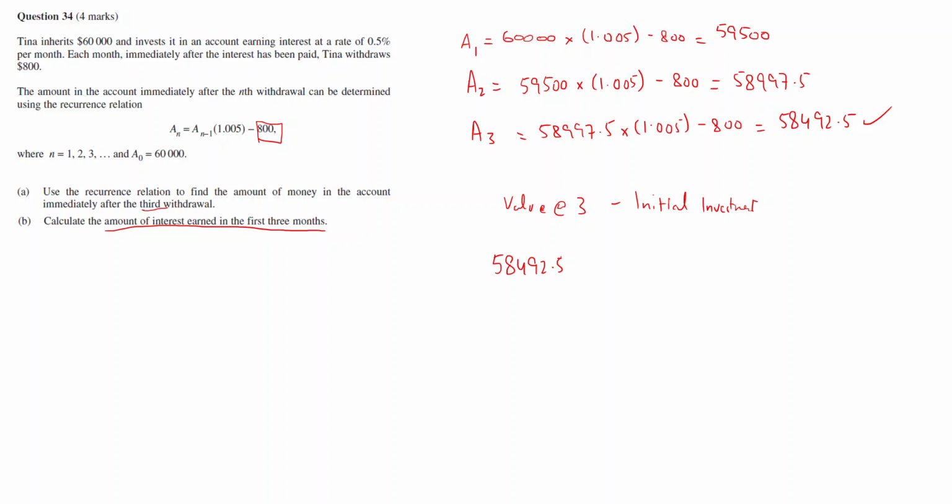58,492.5. We add back what she has withdrawn. She has withdrawn 800 times 3, so $2,400 she has withdrawn, and the initial amount was 60,000. So that would give us the value of the interest that's been earned on top. So that would give you 892.5, and that would be your answer for part B.